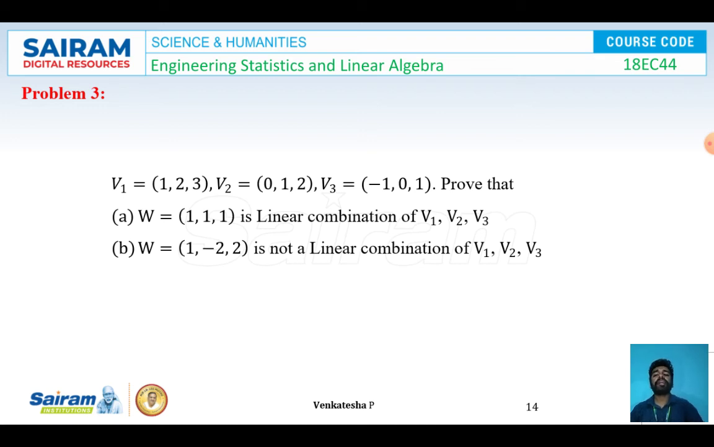Problem number 3. Given v1 = (1, 2, 3), v2 = (0, 1, 2), v3 = (-1, 0, 1). Prove that w = (1, 1, 1) is a linear combination of v1, v2, v3. And one more thing: w = (1, -2, 2) is not a linear combination of v1, v2, v3. So, solve the first problem.